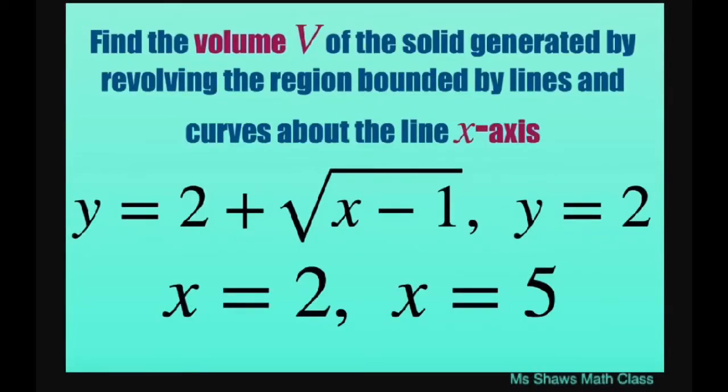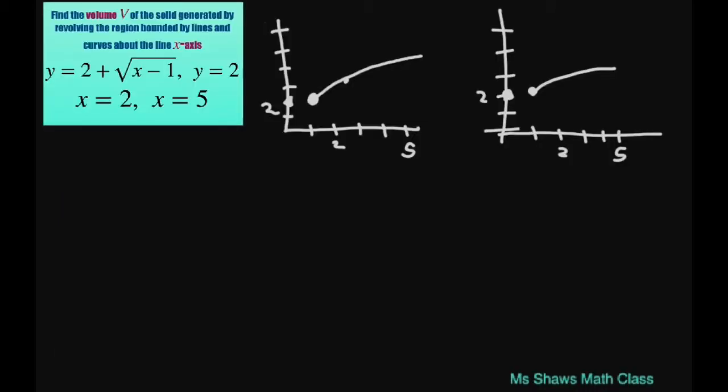Everyone, we're going to find the volume of the solid generated by revolving the region bounded by the lines y equals 2, x equals 2, and x equals 5, and the curve y equals 2 plus the square root of x minus 1, about the x-axis. So we're rotating about the x-axis here. This is your x-axis. Now I sketched a graph of this curve. Basically it's a square root function that has shifted up by 2 and to the right by 1.